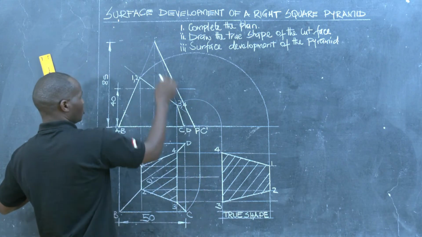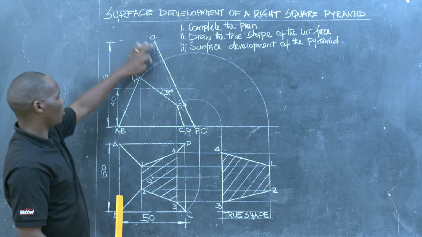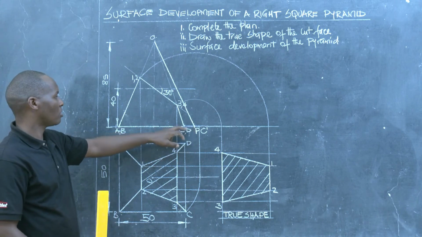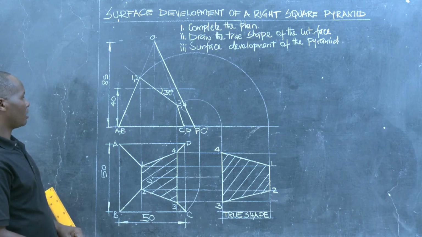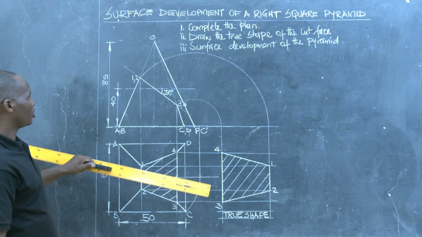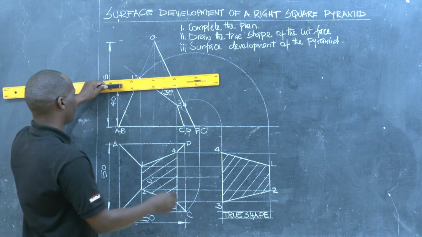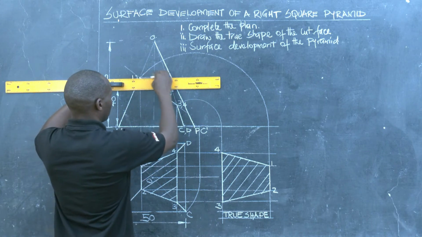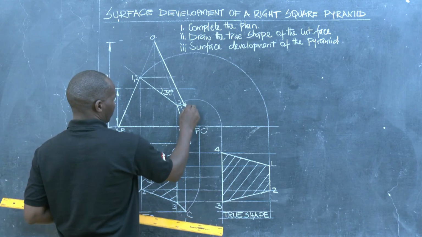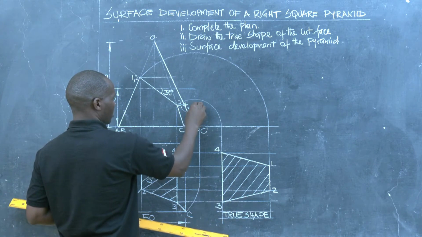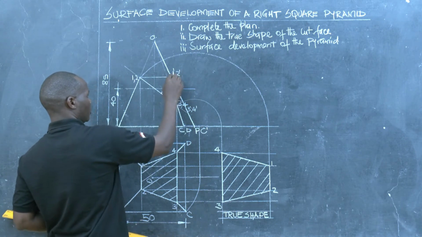So therefore, O, call that point O, the center of the pyramid. OC now defines the true length of the edges of our pyramid. And then once we have the true length, we will project points 1, 2, and 3, 4 horizontally to the true length. And this will give us points 3 prime and 4 prime.